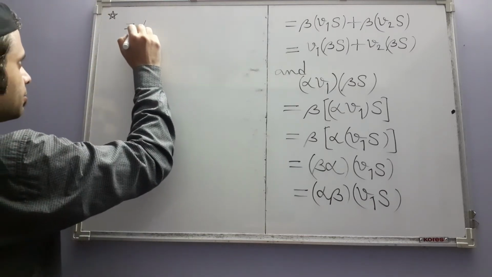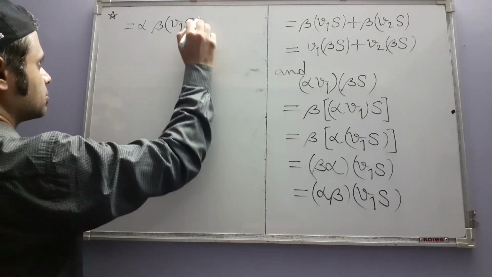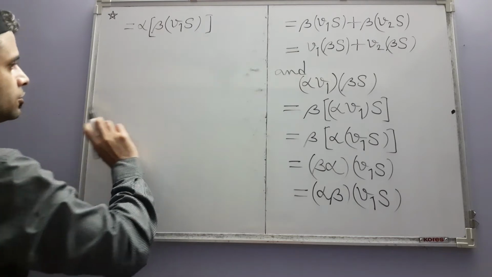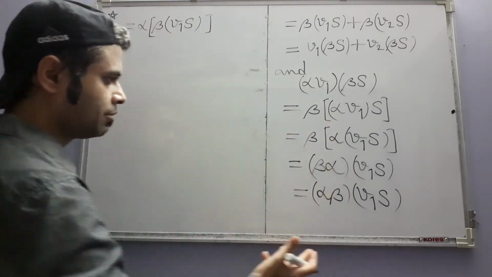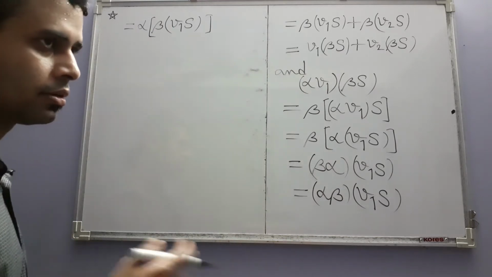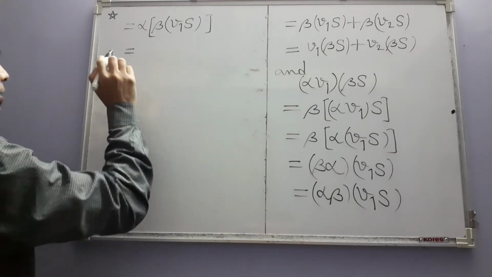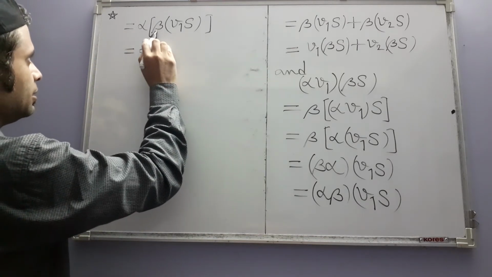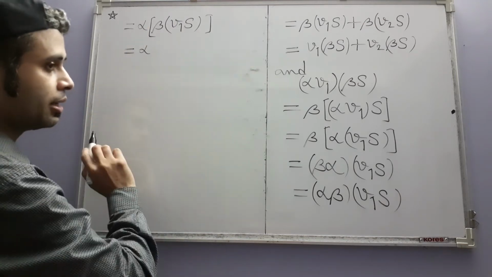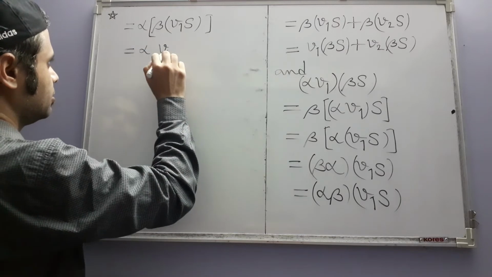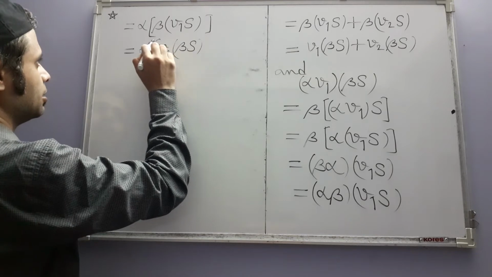So in the next step, we can write alpha beta v1s. So in this step and in this step, actually we are using the same axiom but in the opposite direction. Now what we do, here inside these square brackets, we use the definition of beta s once again and write this equal to the beta s image of v1.